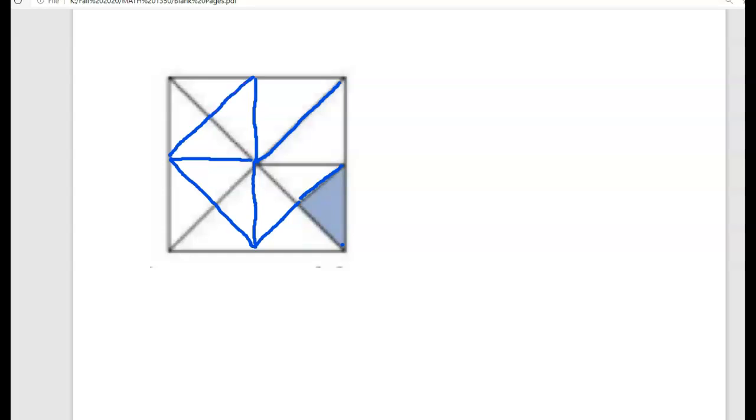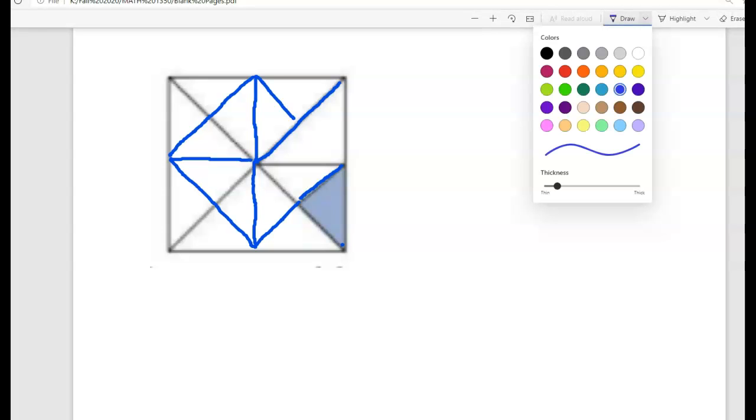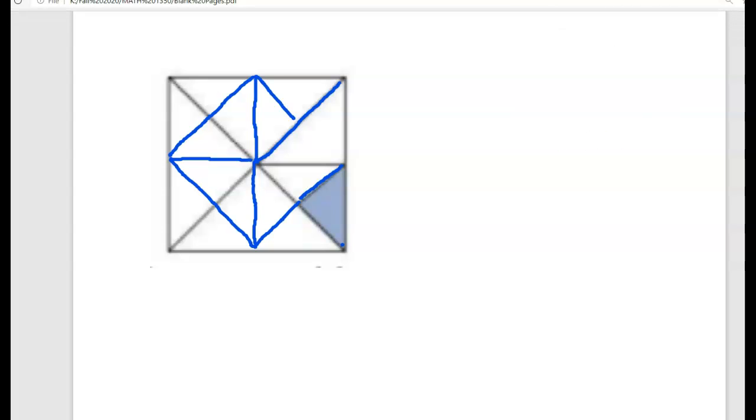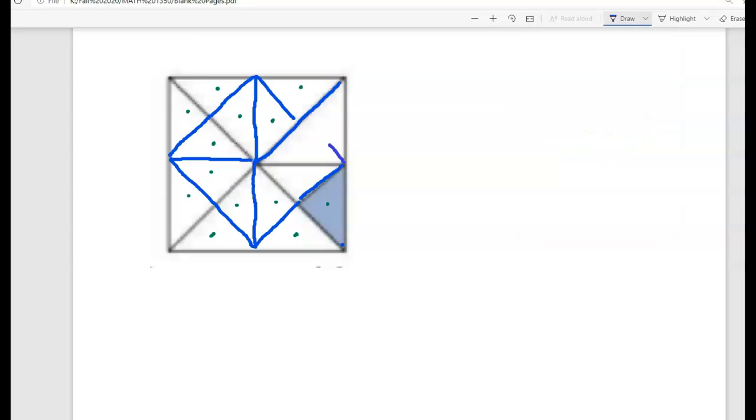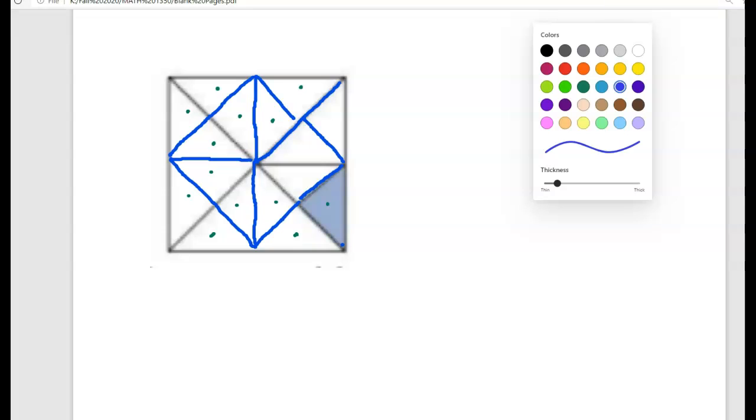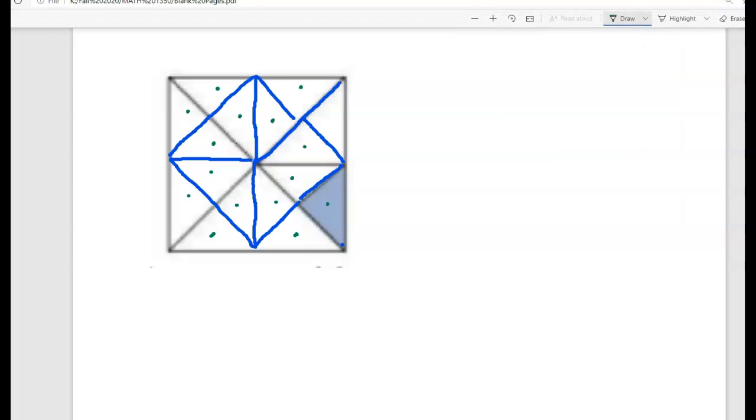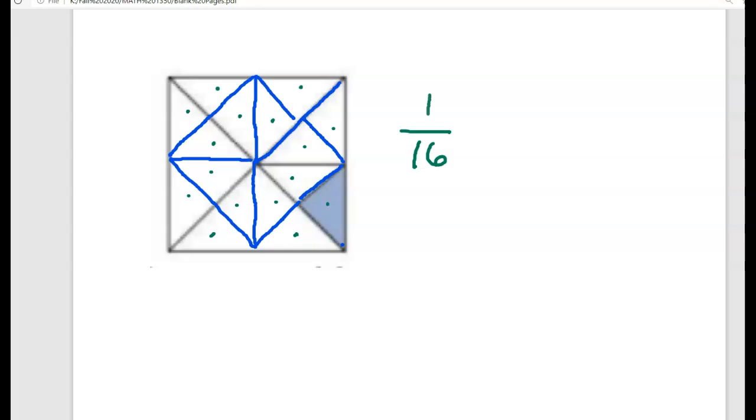Once I have all equal pieces, I can count up the number of pieces that I have. And so I can go through there. I've got 1, 2, 3, 4, 5, 6, 7, 8, 9, 10, 11, 12, 13, 14. And I totally forgot to divide that last one. So I had 12, 13, 14, 15, 16. So I should have 16 pieces total, and that's going to go on our denominator. And I've got 1 on the numerator.